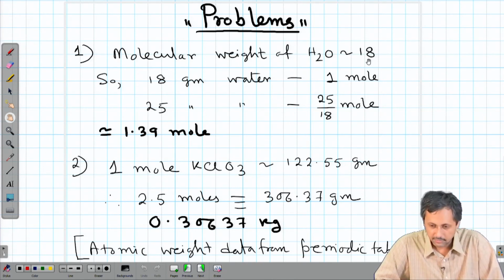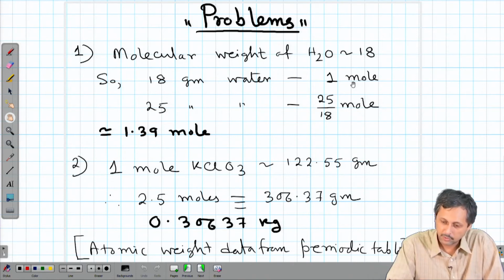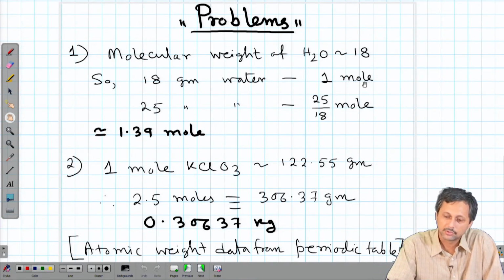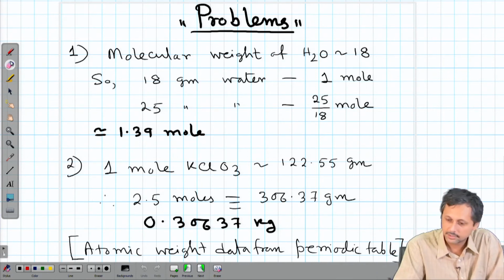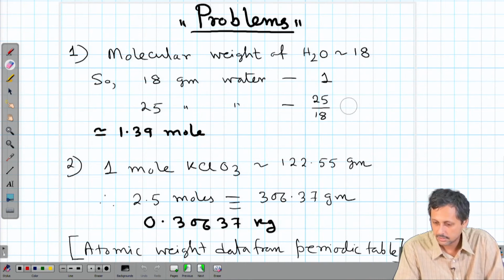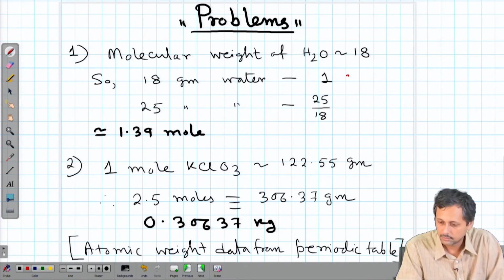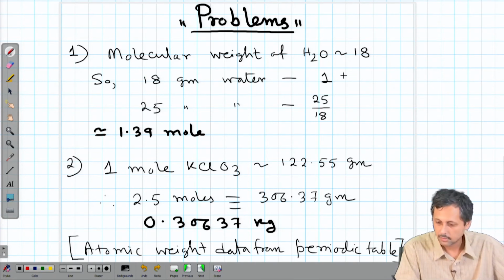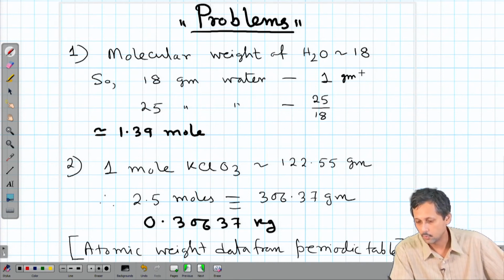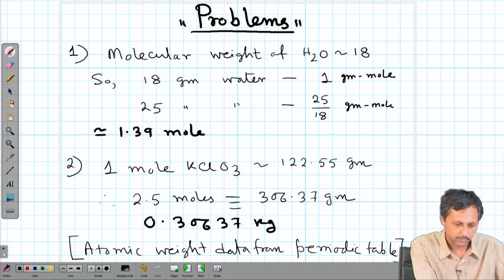Okay. I probably should have written 1 gram mole instead of 1 mole, because ideally 1 mole is expressed in kgs. So 18 kgs of water will be 1 mole. Probably I should make this small correction here. So this is 1 gram mole, oh sorry, wrong color. Yeah, 1 gram mole. So this is once again gram mole, and this will also be gram mole only.